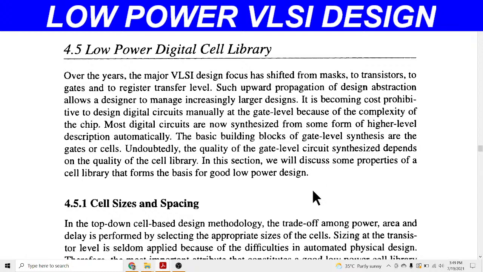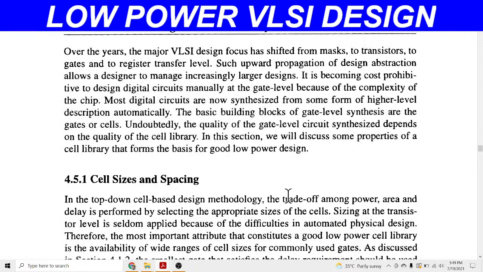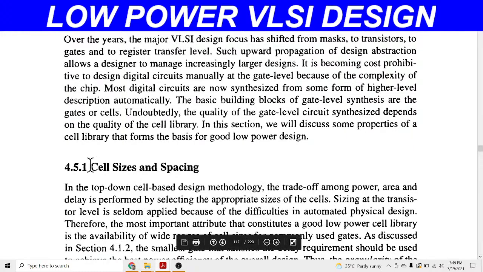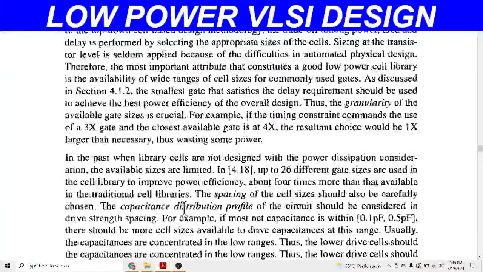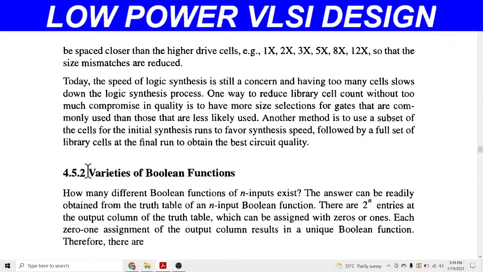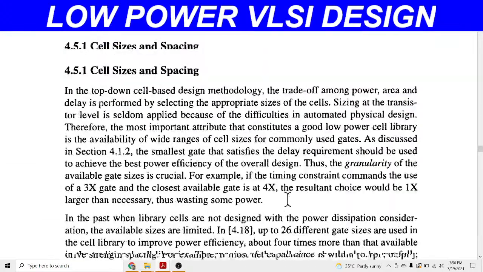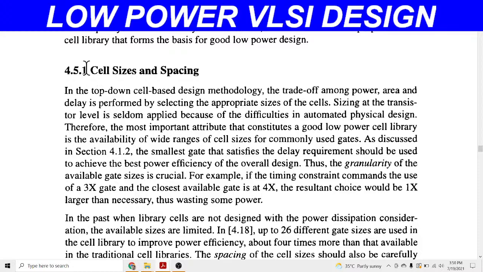Okay, some properties of cell libraries are mentioned below. One is cell sizes and spacing. This is the first property of a cell library, and the second property of a cell library is the variety of Boolean functions. First we will discuss the meaning of cell sizes and spacing.